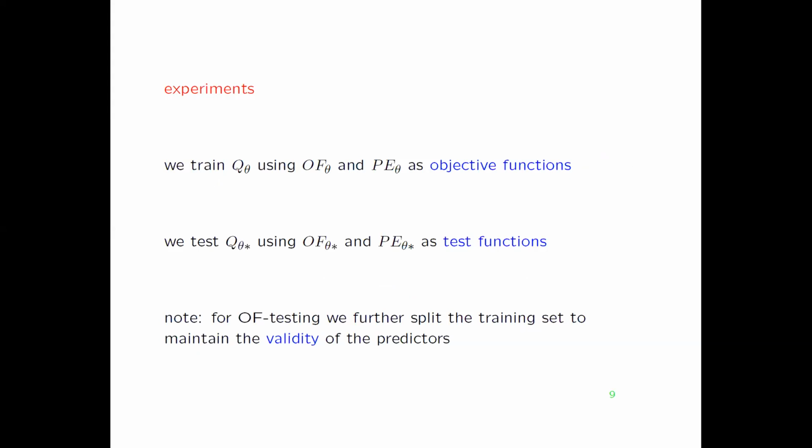And here, this is the general setup of our experiment. So we have two objective functions, and we train two models.